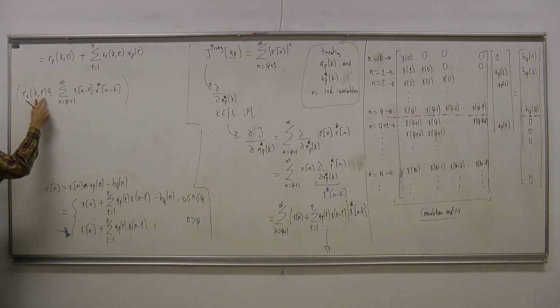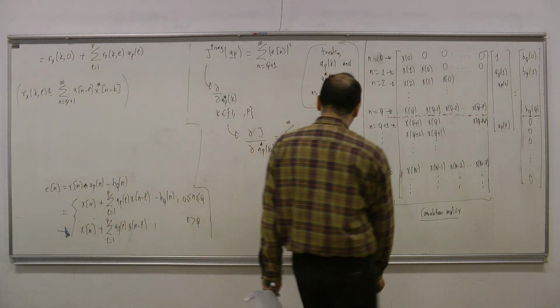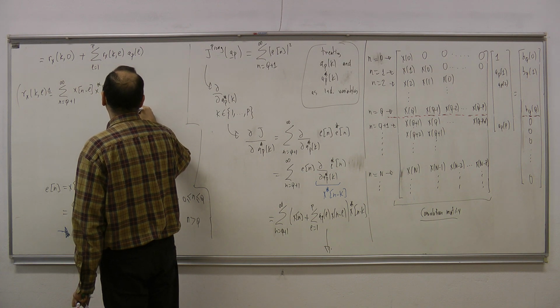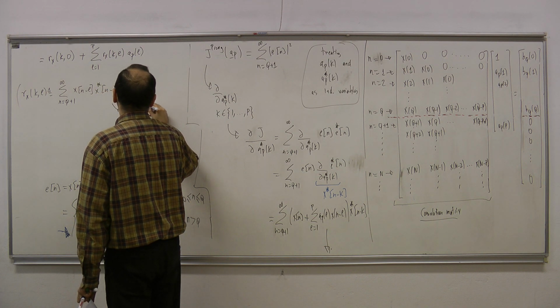And this is what we call rxkl, okay, over here. If you evaluate that summation, you get that. So this is what we call, again, deterministic autocorrelation. Okay?